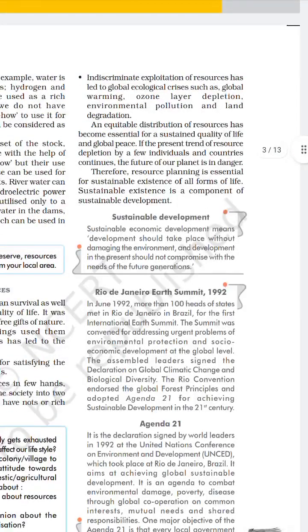Indiscriminate exploitation of resources has led to global ecological crises such as global warming, ozone layer depletion, environmental pollution, and land degradation. An equitable distribution of resources has become essential for a sustained quality of life and global peace. If the present trend of resource depletion by a few individuals and countries continues, the future of our planet is in danger. Therefore, resource planning is essential for sustainable existence of all forms of life. Sustainable existence is a component of sustainable development.